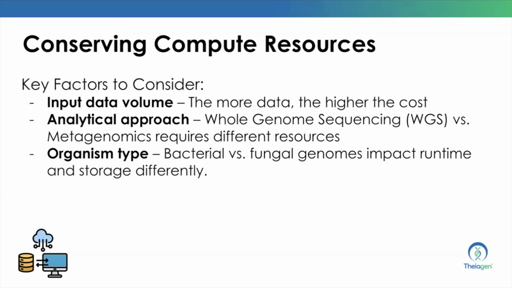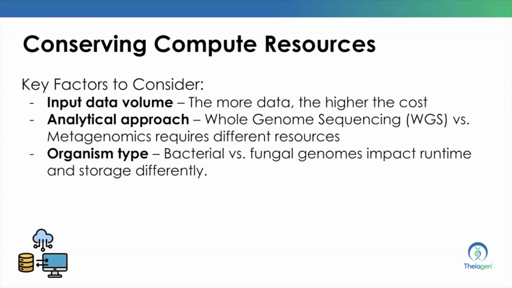For example, analysis to assess whole genome sequencing data will differ greatly when looking at metagenomics data. Organism type may also influence the compute resources required for analysis. For example, resources required to analyze bacterial genomes will differ from those required to assess fungal genomes.